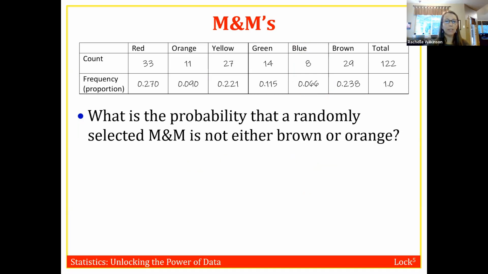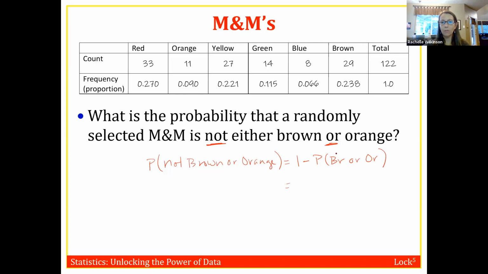All right, let's look at another one here. What's the probability that a randomly selected M&M is not either brown or orange? All right, so this one's got multiple keywords here. We're going to have to combine some of the rules to figure this out. So not and or. So we're going to end up using the complement rule and the additive rule. So if I want to know the probability that something does not occur, so the probability of not brown or orange, then that's 1 minus the probability that it does occur. So I'm going to say 1 minus the probability of brown or orange.